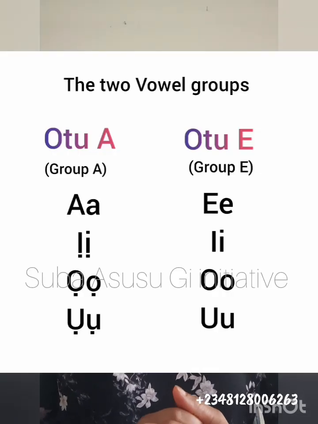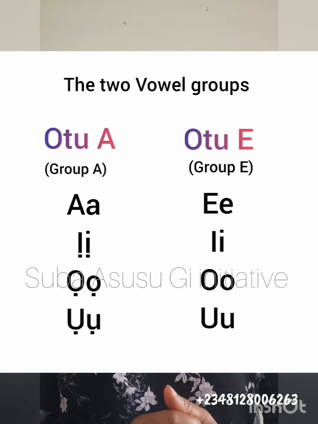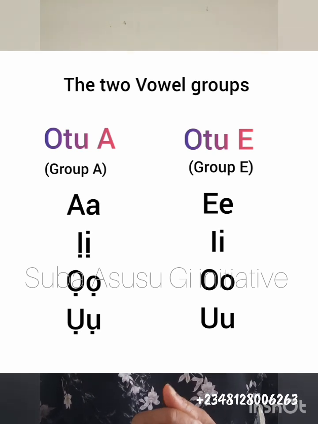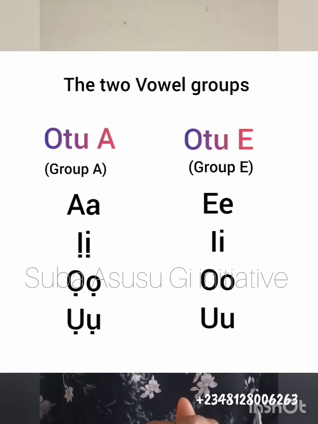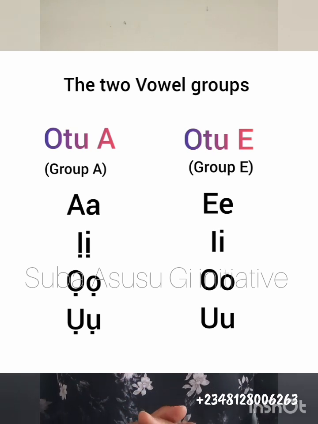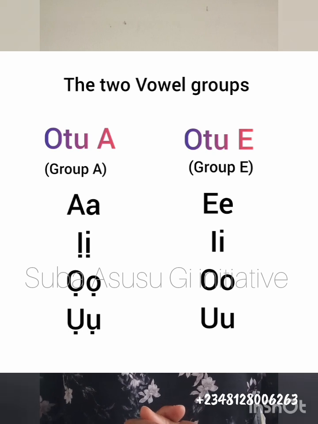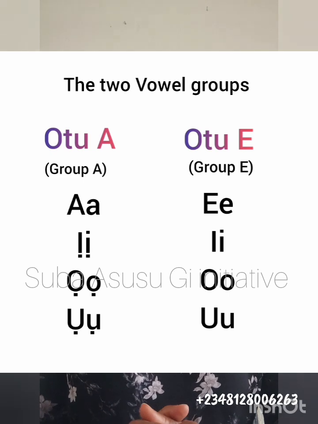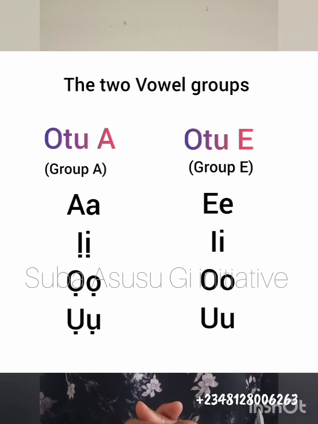So we have two groups of the vowels. We have group A, and we have group E. All right, so in Igbo we say we have Otu A, and then we also have Otu E. Great, let's say them again. Otu A, again, Otu A, then the second one, Otu E.